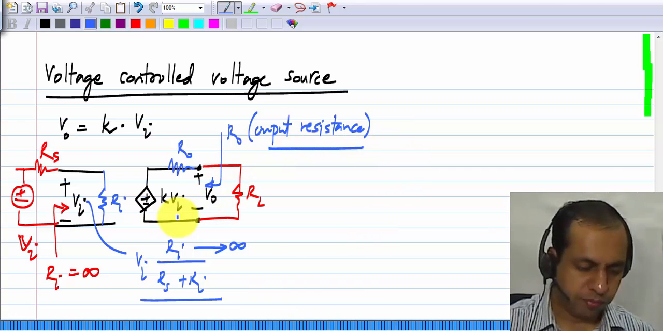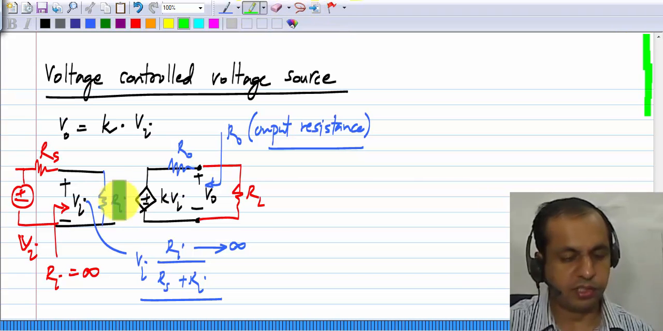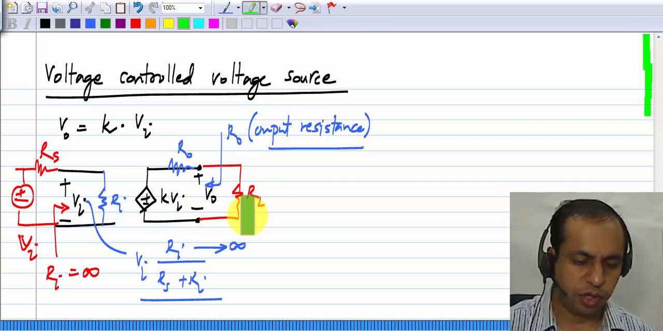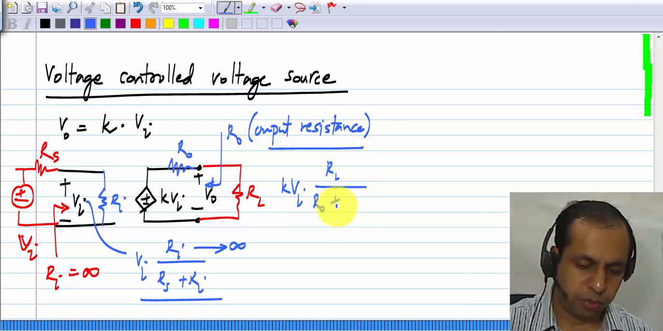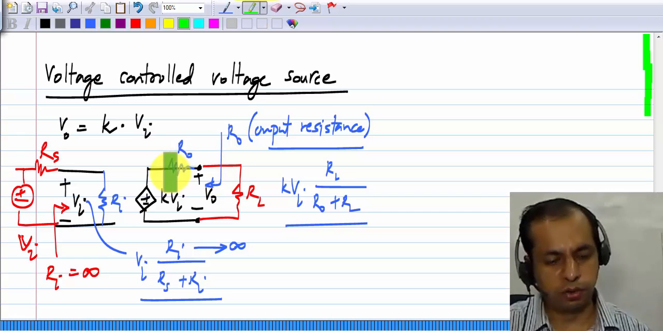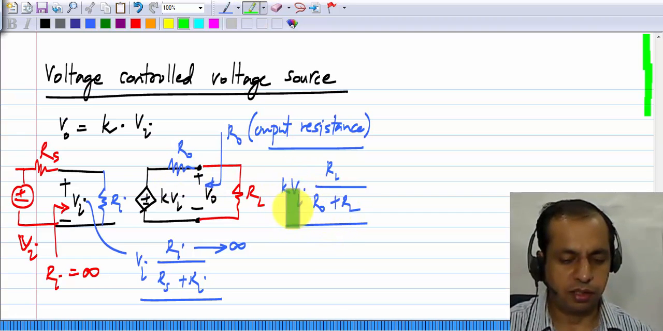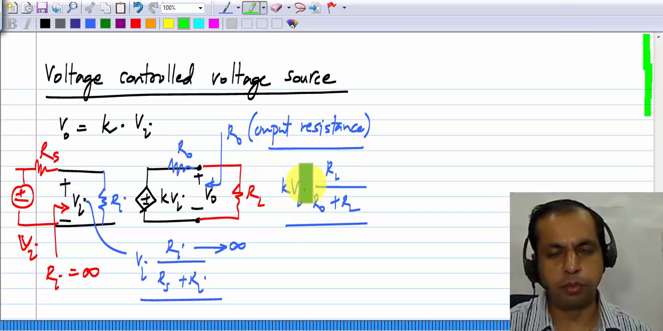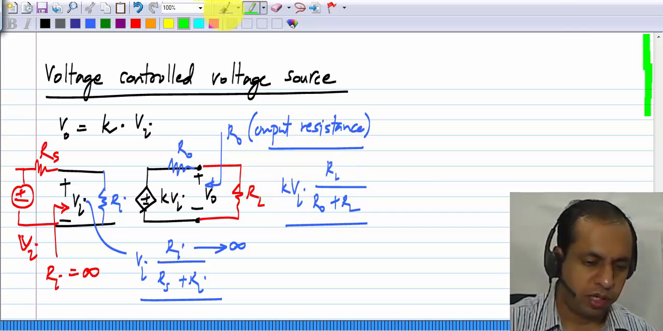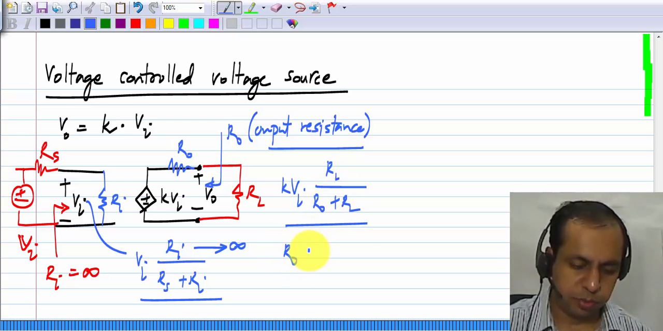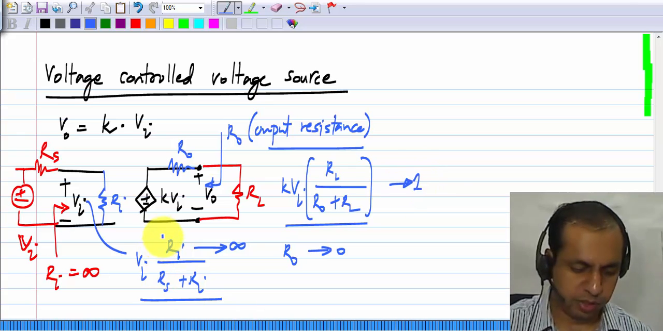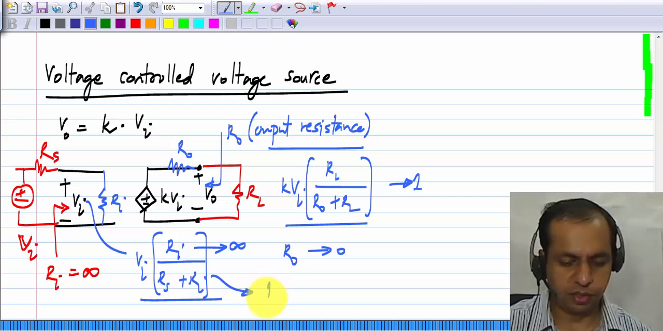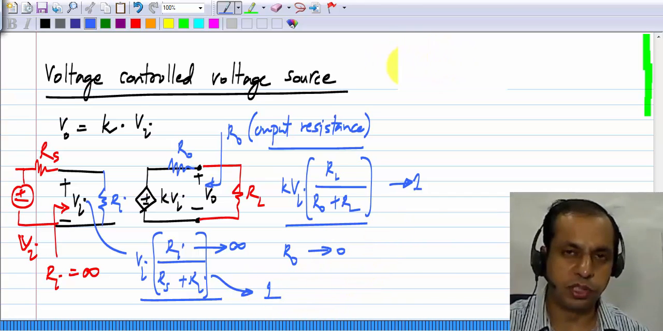Let's first imagine that Ri is infinity. So all of Vi appears here and this voltage source gives you K times Vi. But the actual output voltage that appears here is K times Vi times RL by Ro plus RL. So if Ro is comparable to RL or higher, then the voltage that you get across the load is very different from K Vi. It is much smaller than that. So in reality, you can clearly see that Ro must be 0. In this case, this fraction becomes 1. And similarly, Ri becoming infinity takes this fraction to 1. So that's the ideal characteristic of a voltage controlled voltage source.